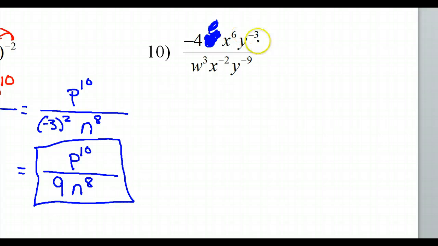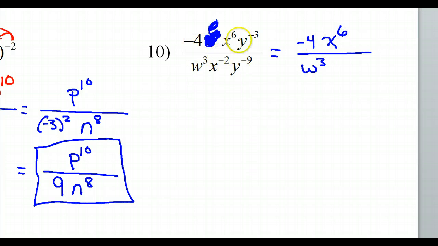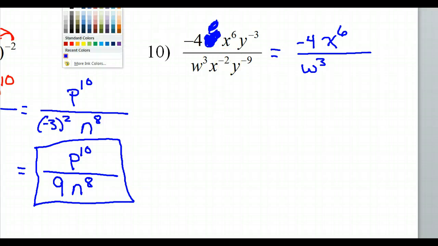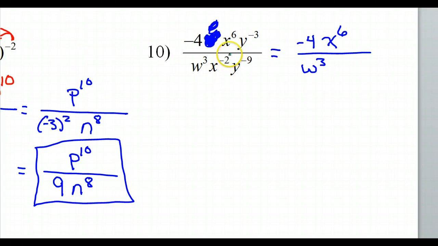So look, it's kind of like this. The -4 is not going anywhere. The w to the 3rd power is not going anywhere. The x to the 6th power is not going anywhere. None of those have negative exponents. Now, everything else is going to move. So the x to the -2 power is going to go up and become x to the +2 power.